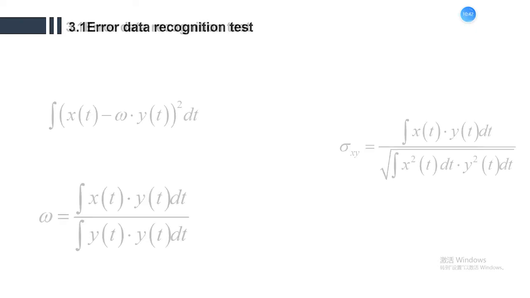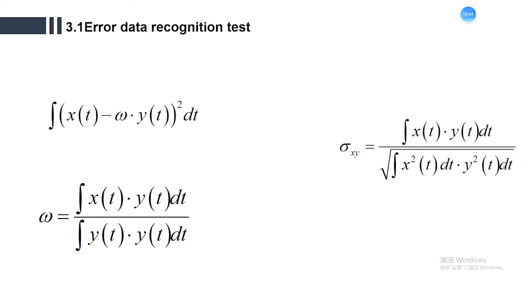Based on MATLAB to build an experimental platform, the three test groups use different techniques to identify the rotation error of large rotating machinery before the calibration started. The results are shown in Figure 2.